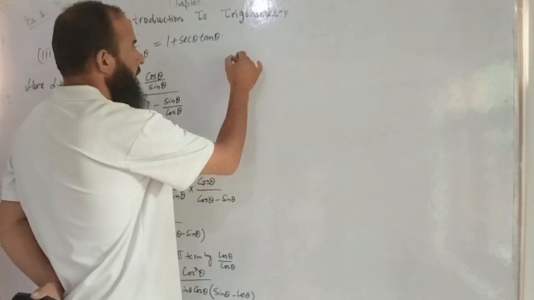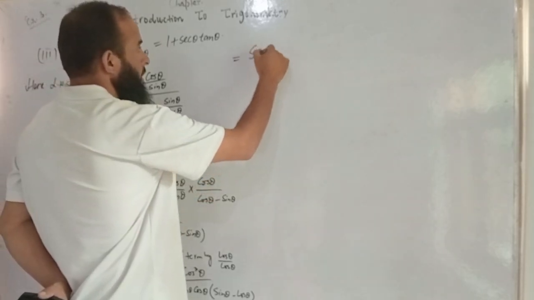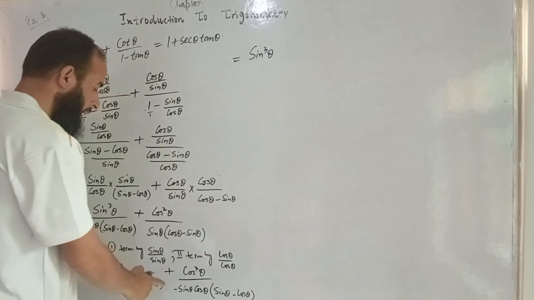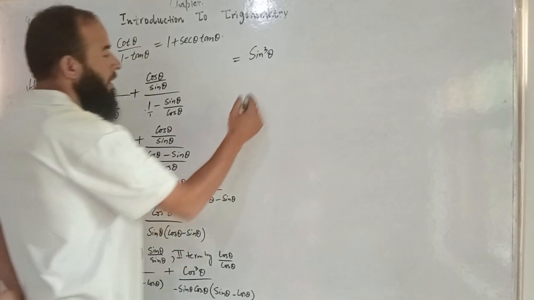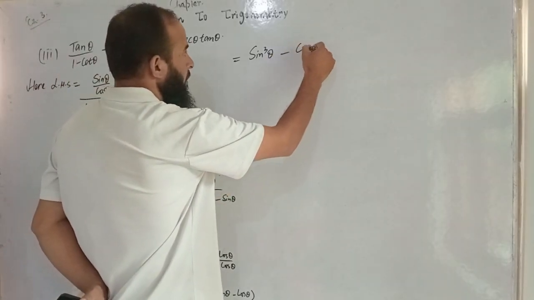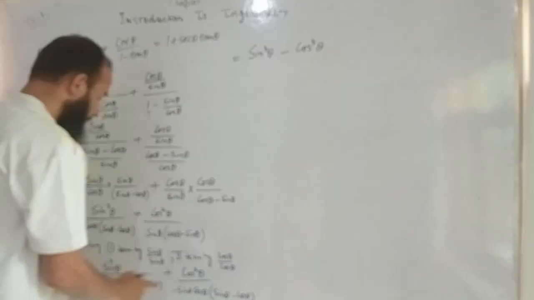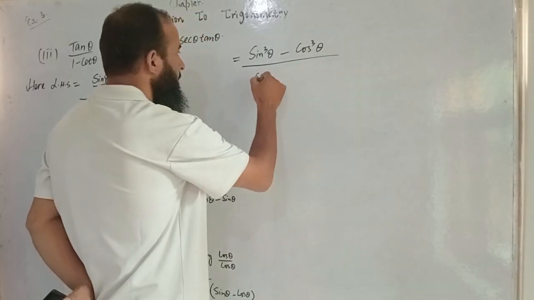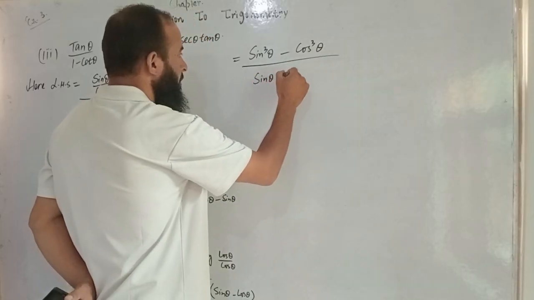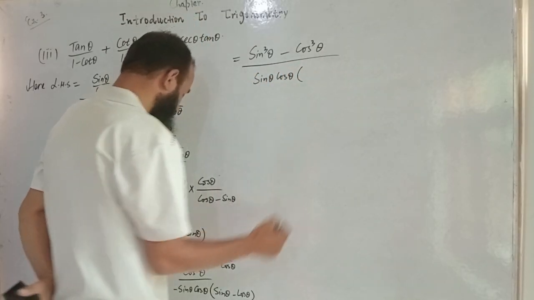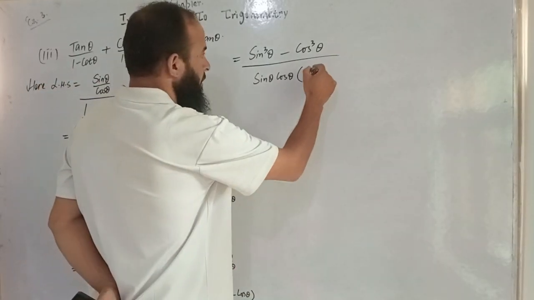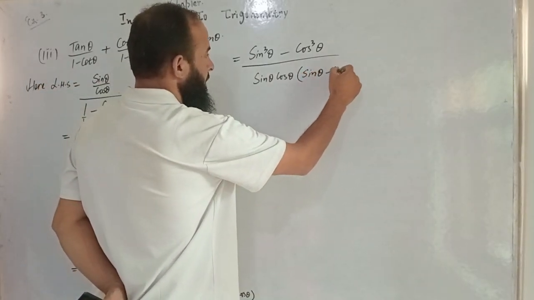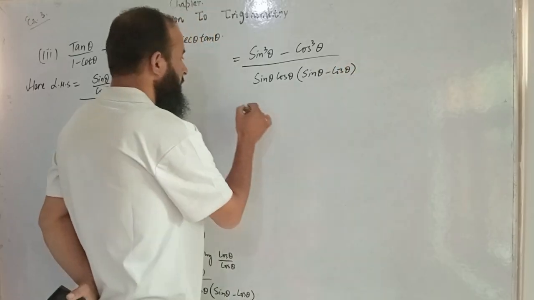sine cube theta minus, because plus minus will be minus, cos cube theta upon the common denominator. It will be sine of theta cos of theta into sine theta minus cos theta.